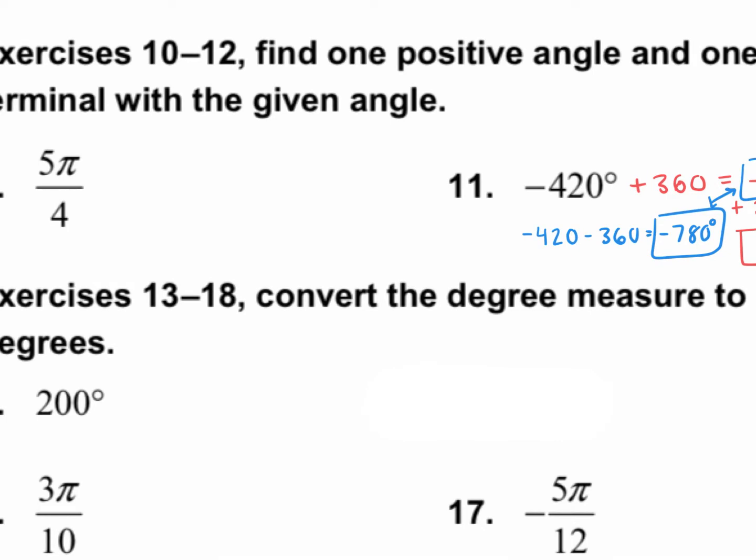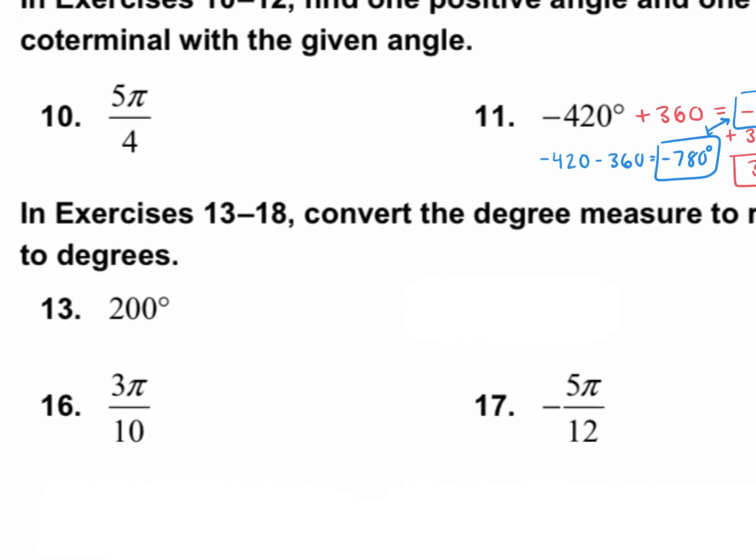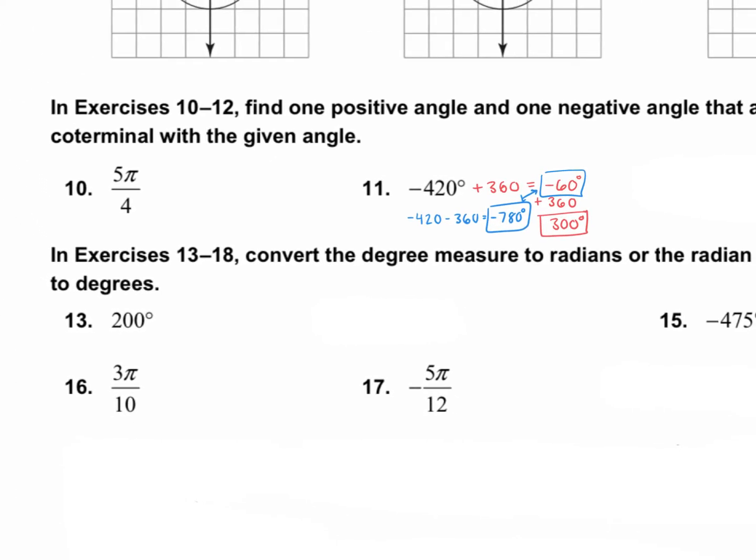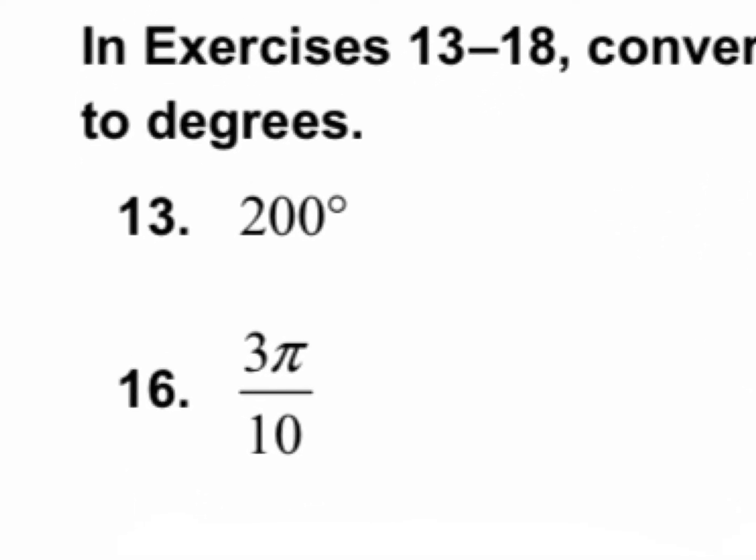All right, let's look at 13. We need to convert the degree measure to radians or the radians to degrees. What do we need to multiply to change degrees to radians? Pi over 180. So we can simplify, cross out the zeros. We can divide 20 by 2. We get 10. We can divide 18 by 2 and get 9. So we get 10 pi over 9.